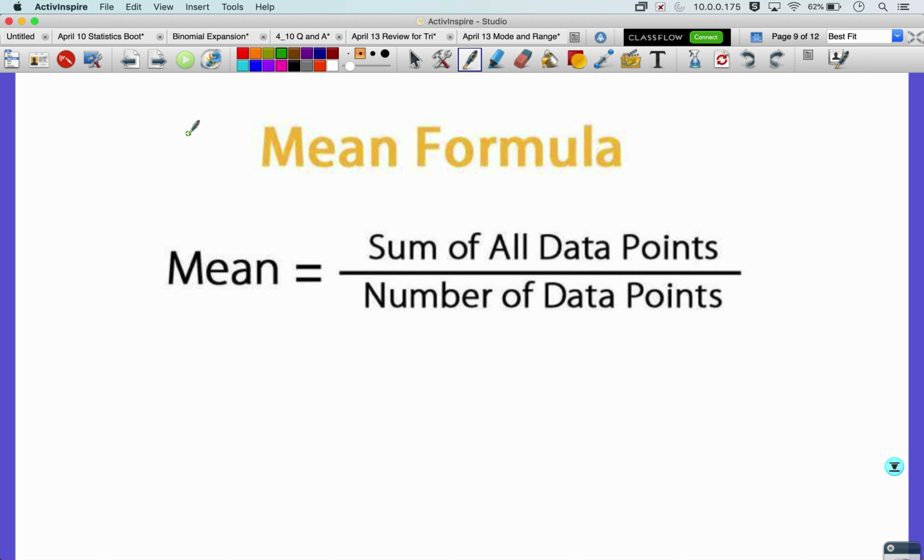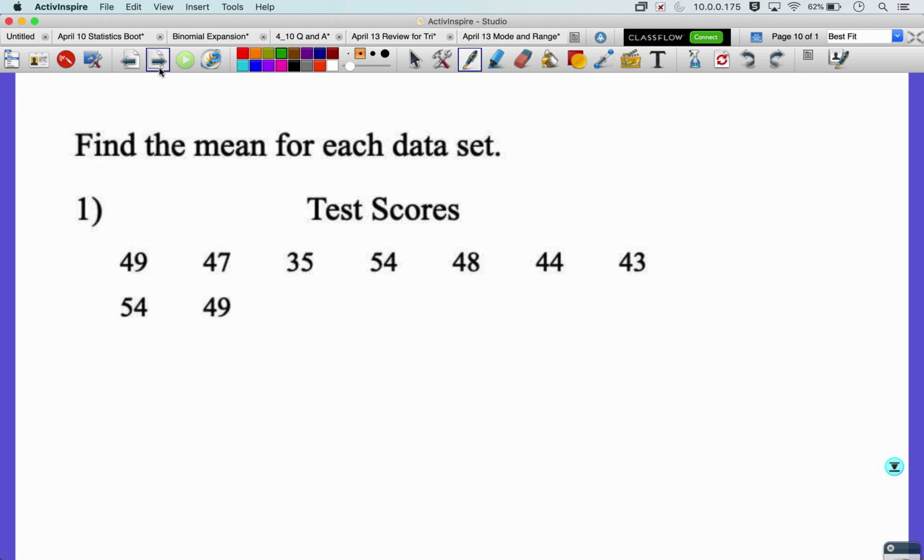So here's the formula. You can pause and write this down. It's the sum of all the data points divided by the number of data points. So add them all up and divide by the number of numbers to find the mean.